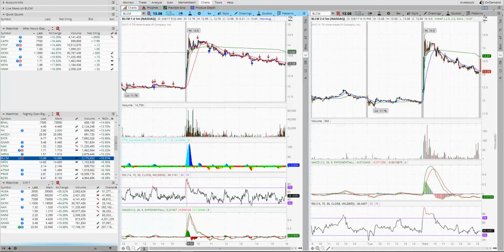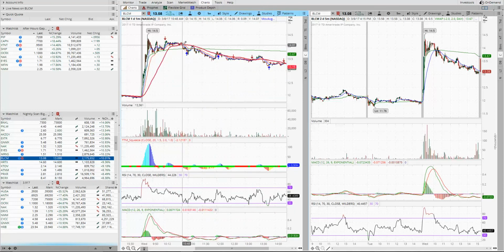BLCM. This thing gapped up crazy, and look at that nice fade. It could have been a beautiful short. And look, again, if you're not sure what to short, say, hey, I'm going to see what it does. If it breaks below VWAP, boom, that could have been your entry. And it kind of goes above for a second, but then look, it just completely collapses.